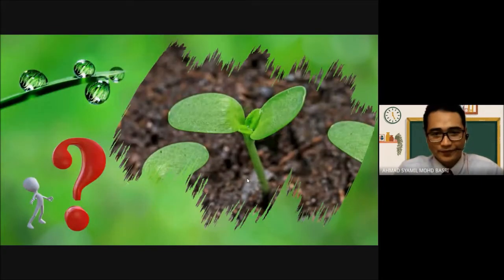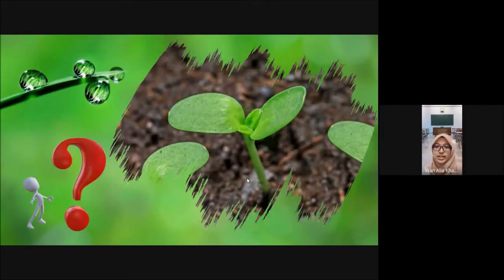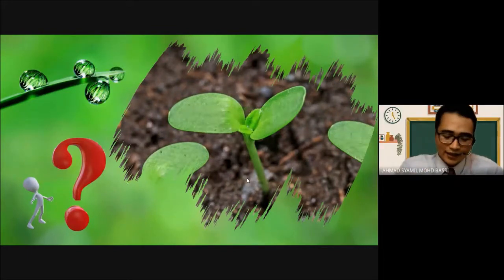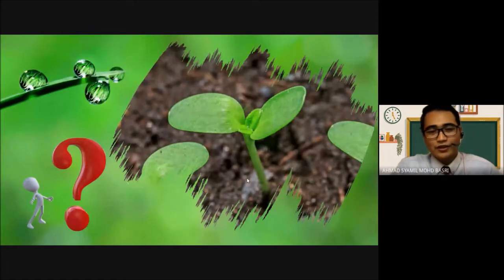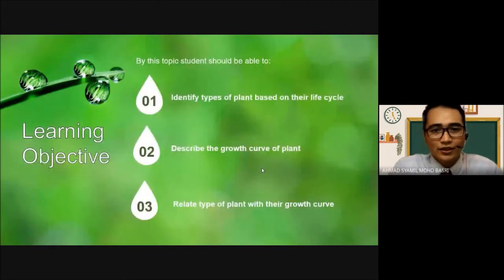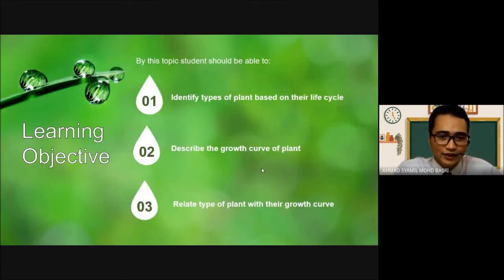Any idea? Plant also has stage and different type of growth. Yes, that's true. And this is what we are going to learn today: the growth and the stage of the plant and their type. In this chapter, we will learn to identify the type of the plant based on their life cycle, describe the growth curve of the plant, and relate the type of plant with their growth curve.